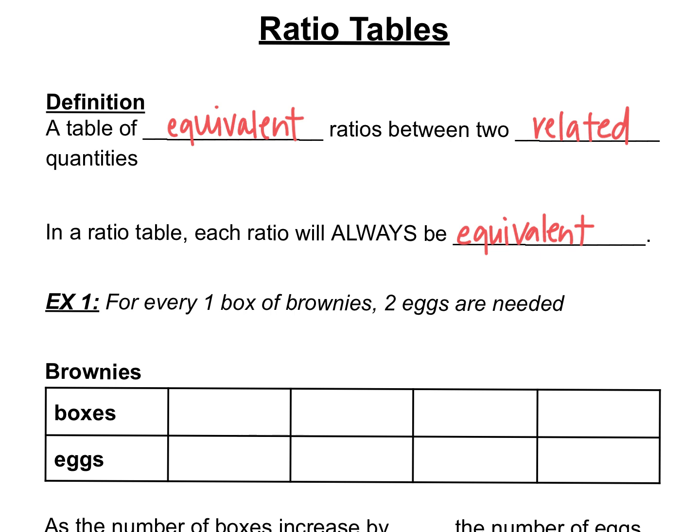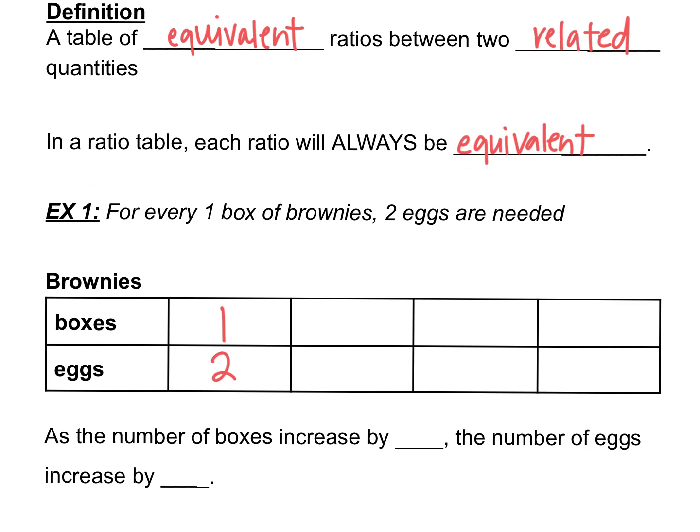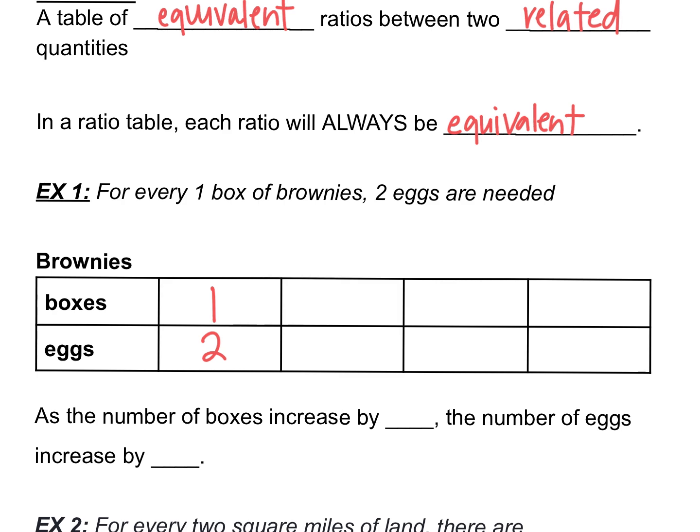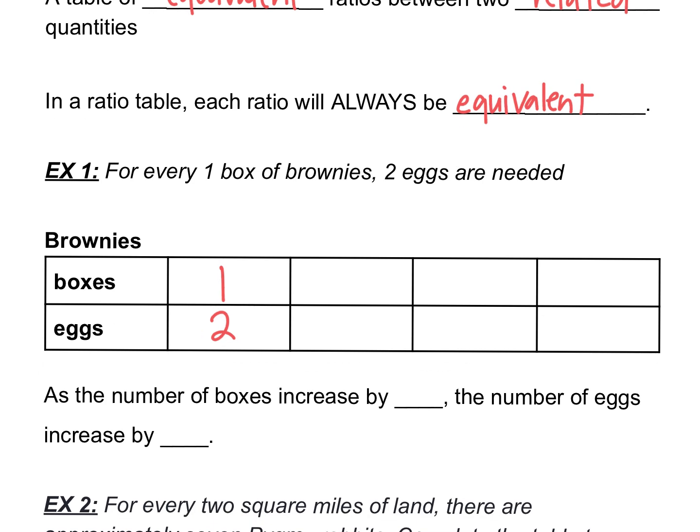Okay, so we have two examples. The first one is talking about brownies, and it says for every 1 box of brownies, I need 2 eggs. So down here in my table, I'm gonna start with the ratio that I know. What would I put on the top row? 1 box requires 2 eggs. Everybody with me so far? Okay. So as the number of boxes increase by 1, the number of eggs will increase by 2. So let's go ahead and fill in the rest of our table.